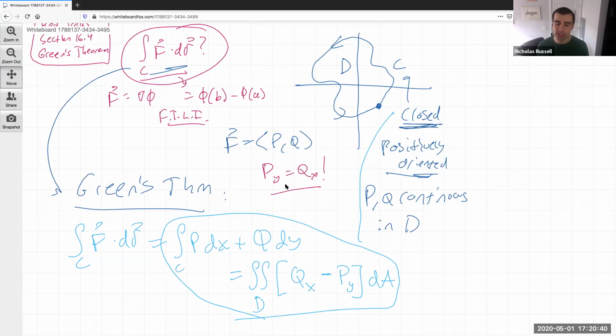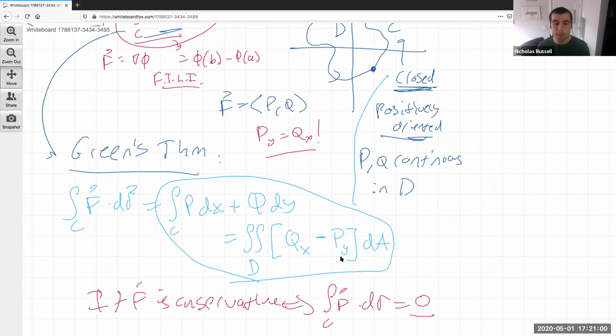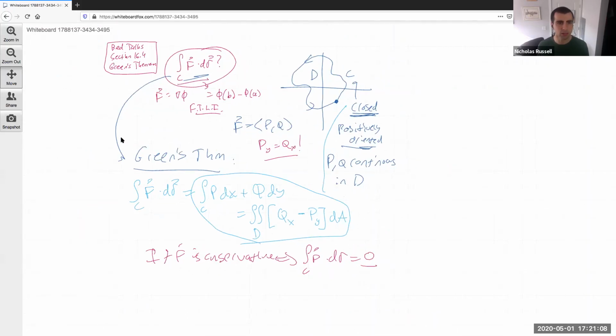And so what's interesting here is if a vector field is conservative, these two things would be equal to the same thing. And therefore, if f is conservative, we then find that this integral is always 0 because Qx is equal to Py. And so therefore the integrand is 0, and therefore everything is 0. Which is kind of nice.